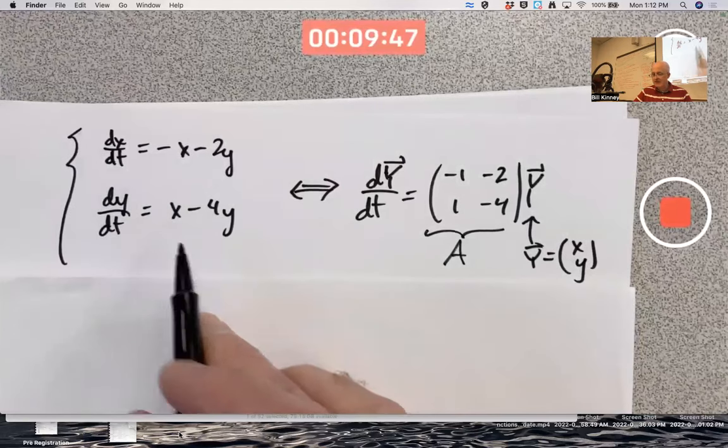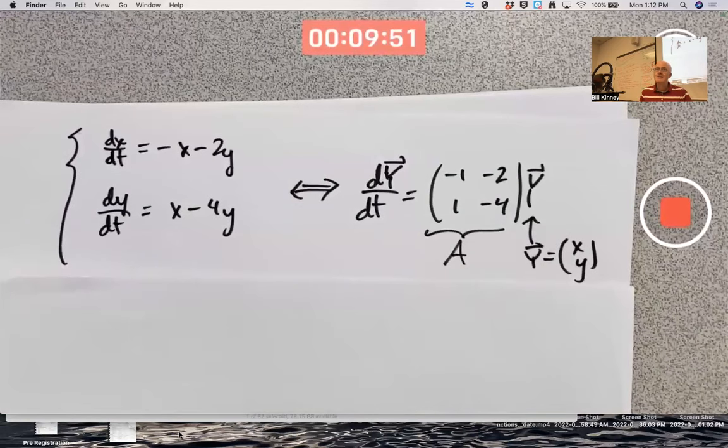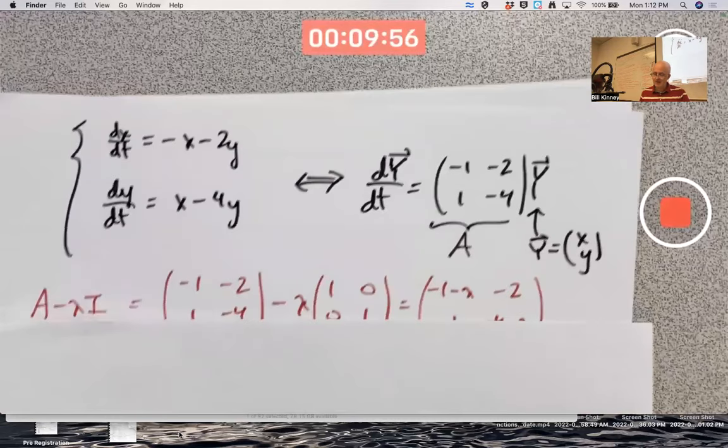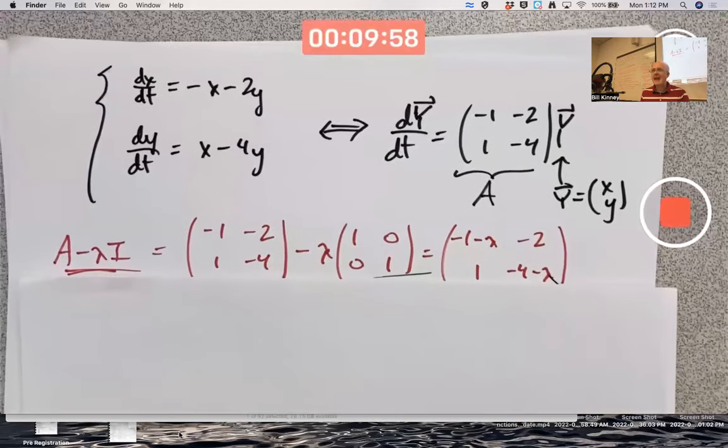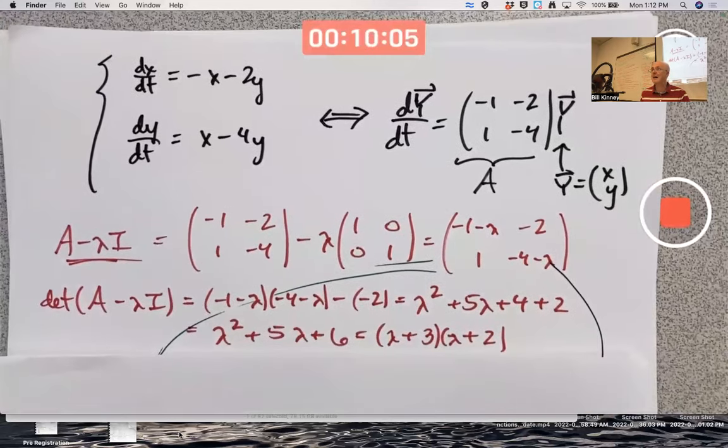So it's a system of linear equations, both in scalar form and in matrix form. To find the general solution, you want to find the eigenvalues and the eigenvectors. You create the matrix A minus lambda I and take its determinant and find the roots of that polynomial. Why, you might ask? Well, that's discussed in the lectures. The motivation for this is related to the straight line solutions. That's where these ideas come from.